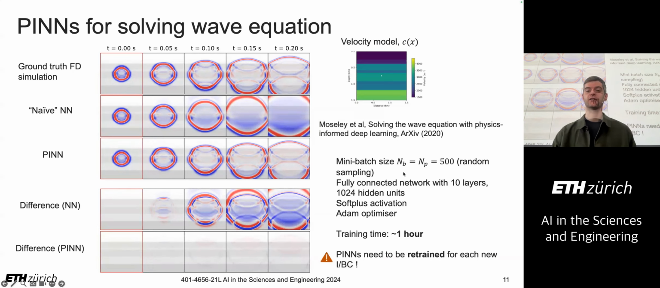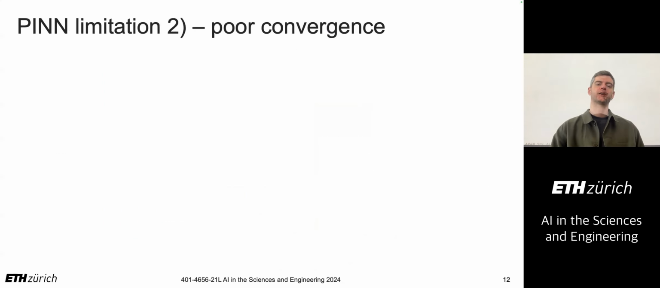The real killer is that once we change the initial condition, so if we try to simulate a source that's to the left or to the right, or maybe we change the frequency or something like that, the PINN has to be retrained for every new initial and boundary condition. So every simulation you run, you're going to have to retrain a neural network. Okay, so that's a big limitation.